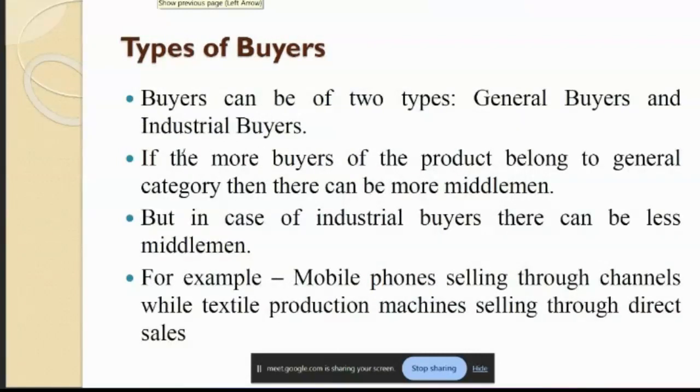Second is, what are the types of buyers you have? There could be two types of buyers. One is called general buyers, like consumers. We are one of those consumers. The other is called industrial buyers. Industrial buyers are business-to-business buyers.